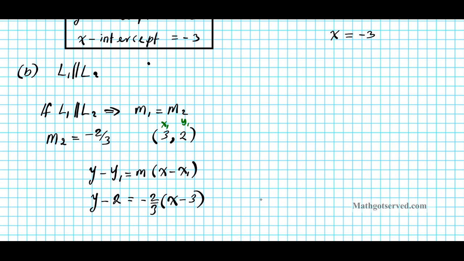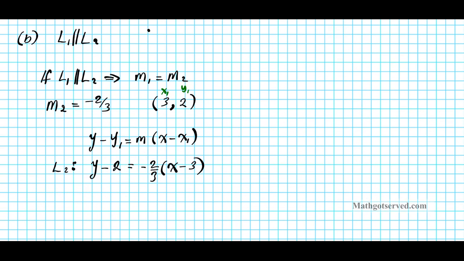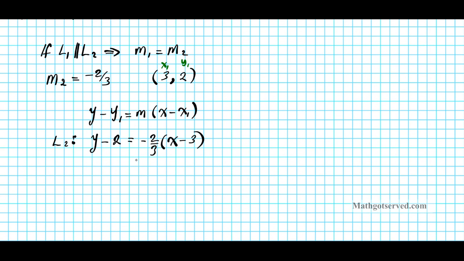So let's go ahead and write it in slope-intercept form because we're going to be graphing it later. To write it in slope-intercept form, we just basically get y by itself.